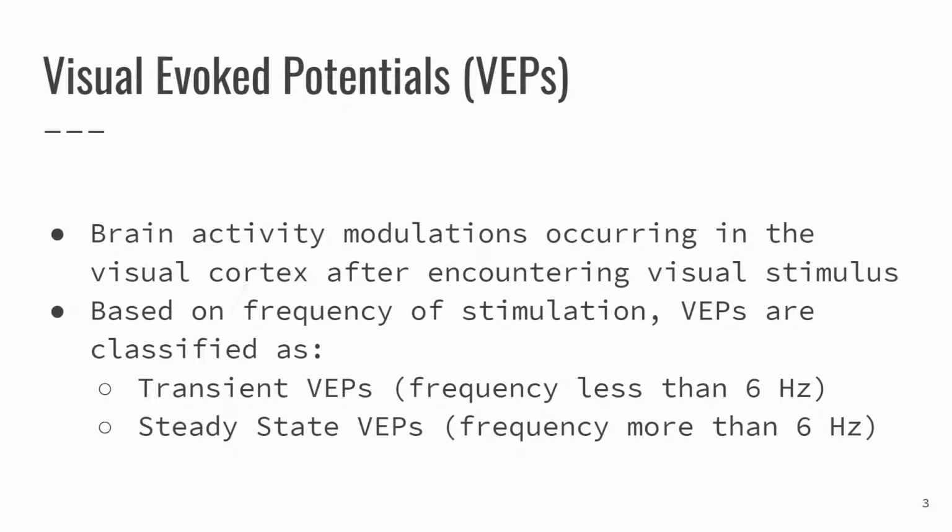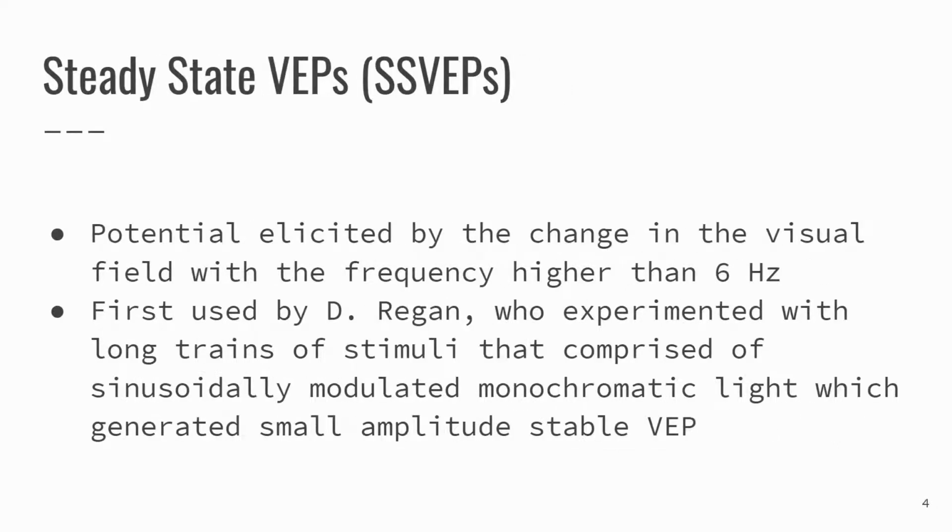Whenever there is a visual stimulus, brain activity modulations occur in the visual cortex of our brain. When these signals from the visual cortex are measured, they are called visual evoked potentials. There are mainly two kinds of visual evoked potentials, classified based on their frequency: transient VEPs and steady-state VEPs. We will study steady-state VEPs.